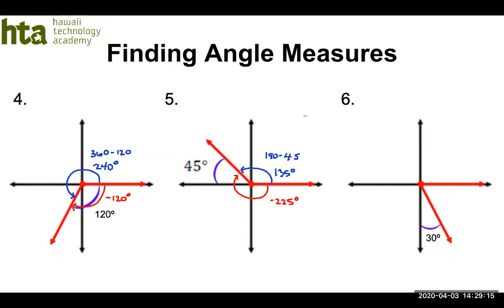All right, number 6, going in the positive direction. Starting from our initial side, we're going 90, 180, 270, and 30 more degrees. So 270 plus 30, that is 300 degrees. So that is one of our positives. Remember, we could also go plus 360 to get 660, but we're just going to go with the first ones for now.